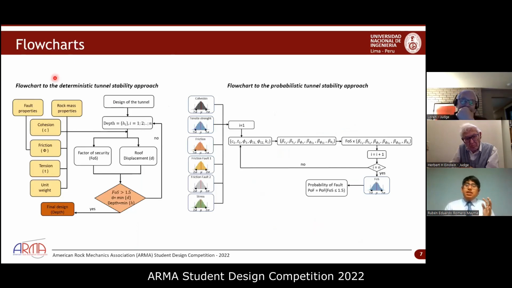Then for the deterministic approach, all the rock mass and the fault properties are introduced as inputs for each depth of the tunnel. And with it was calculated principally the factor of safety and the roof displacement, as we can see. That is to obtain a factor of safety greater than 1.5 and a minimum roof displacement to get the final design. For the probabilistic approach, all the rock mass and fault properties are introduced considering a normal distribution.